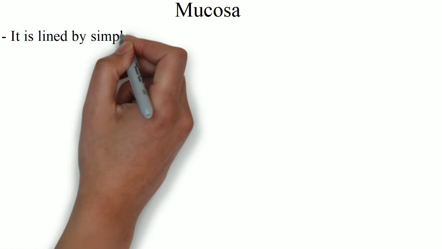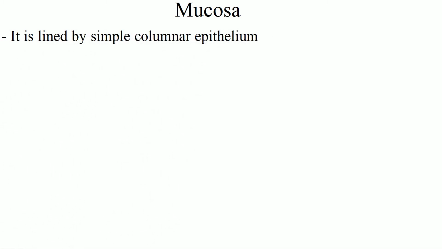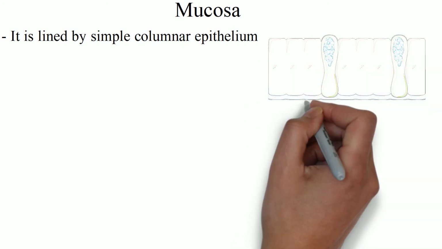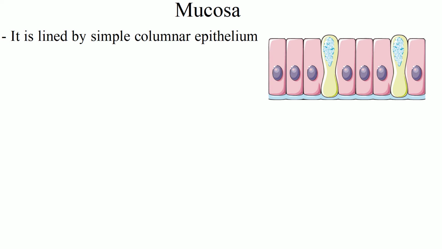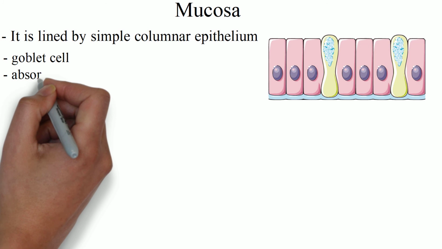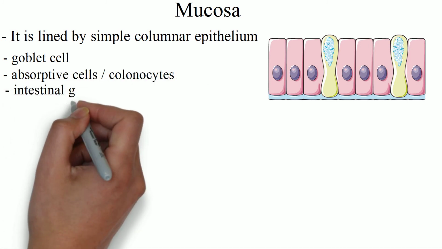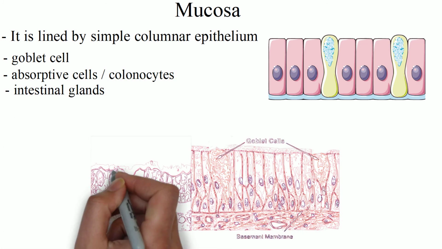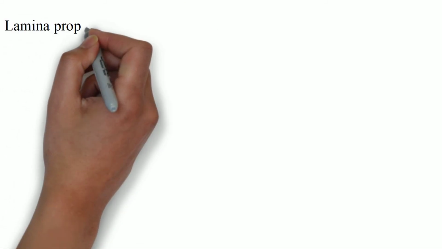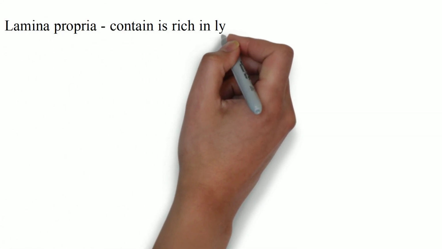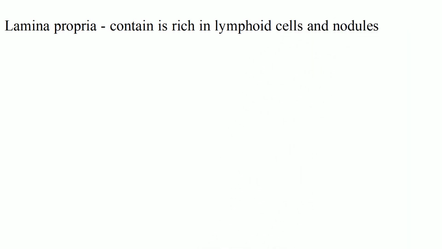Mucosa. It is lined by simple columnar epithelial cells. Like other parts of the GIT, mucosa here is also divided into three parts: the outer layer, which is covered by simple columnar epithelial cells, then we have lamina propria, then we have muscularis mucosa. The mucosal layer consists of goblet cells, colonocytes, and intestinal glands. The main function of the goblet cell is to produce mucus, and the main function of the colonocyte is active fluid absorption. Lamina propria consists of small blood vessels, and it is rich in lymphoid cells and nodules.